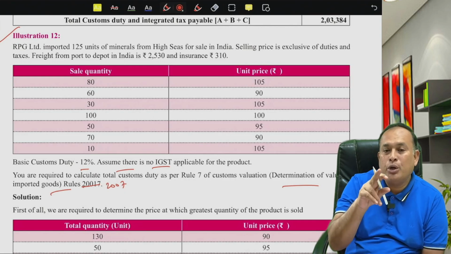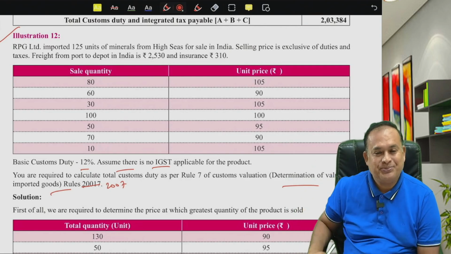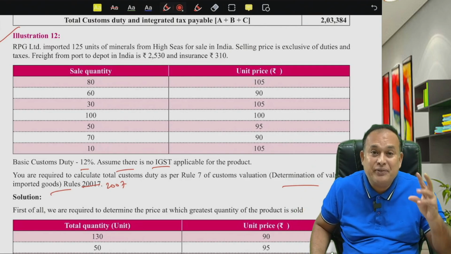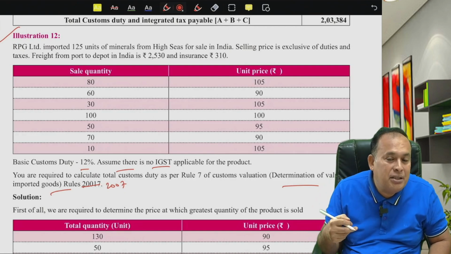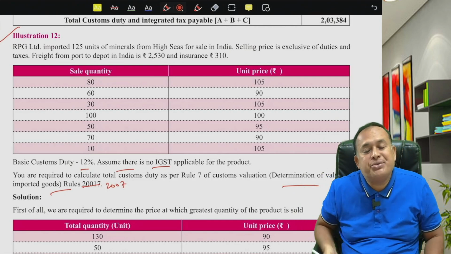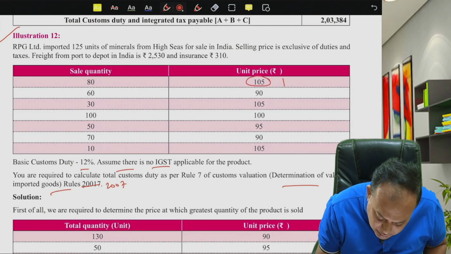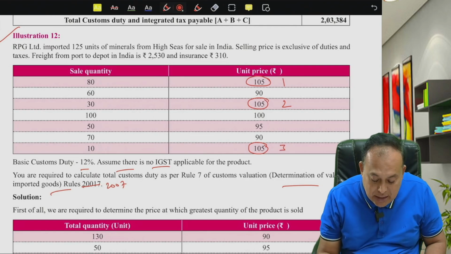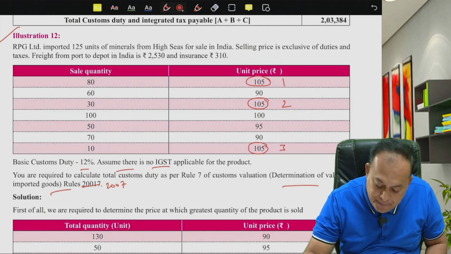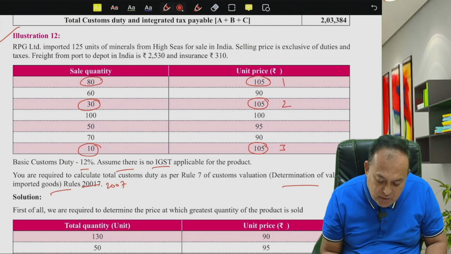In the last lesson I told you how to compute deductive value where the goods have been procured from high seas. In that case, there are different quantities at different selling prices. Wherever a selling price is repeated, you add up those quantities. Here, 105 is repeated three times. So sum the quantities: 80 plus 30 plus 10, which is 120.